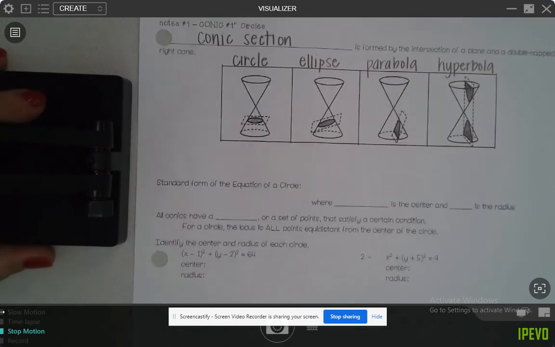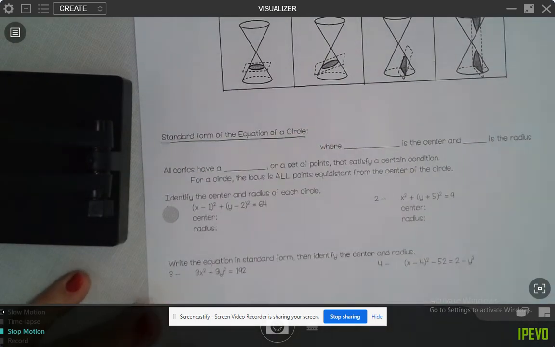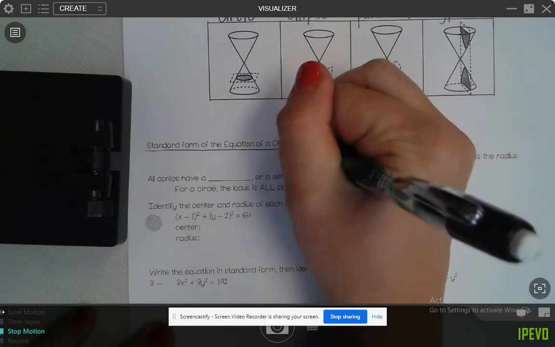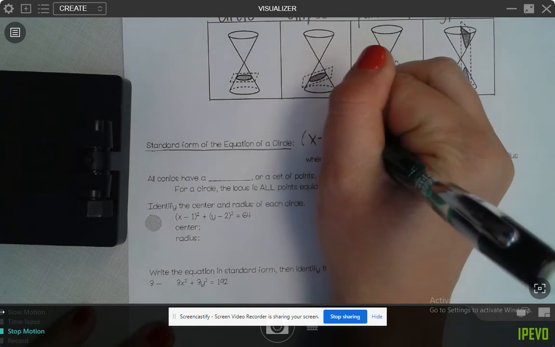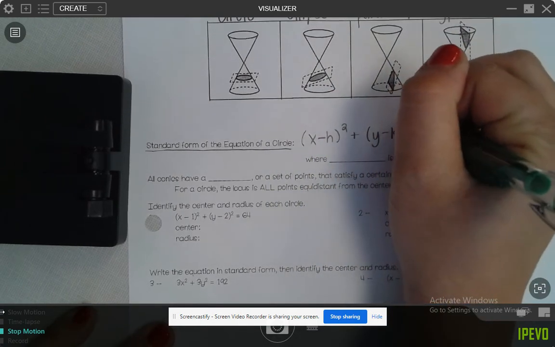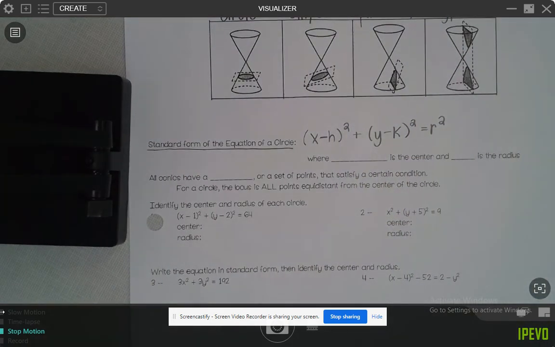Now, when I talk about standard form of anything, you have to know it. I'm never going to give them to you. Standard form of a circle is x minus h squared plus y minus k squared equals r squared. You have to know that.